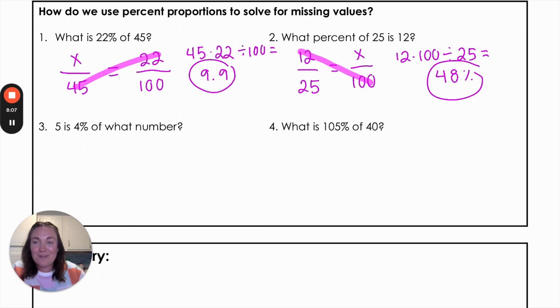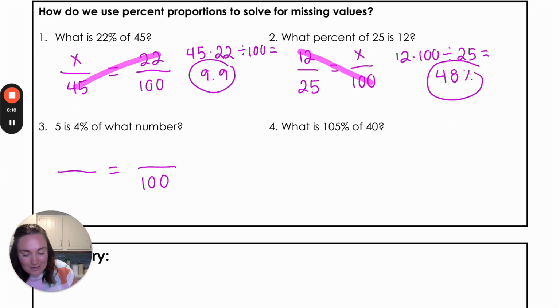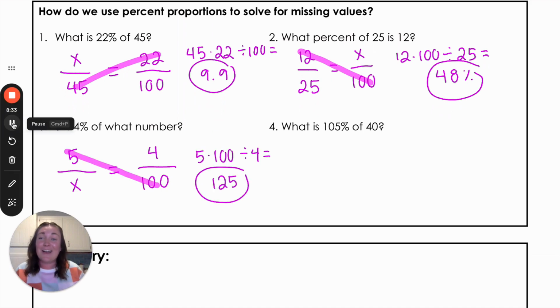All right, number 3, 5 is 4% of what number? So again, not something we can just plug into Desmos. We're using that is over of, percent over 100. So I always put my 100 in the bottom right corner. I have 4% of what number is going to be where my variable is, because I don't know what number it is. And 5 is means that 5 goes on top. So pause again and solve this proportion. All right, and multiplying 5 times 100 divided by 4, we get 125.